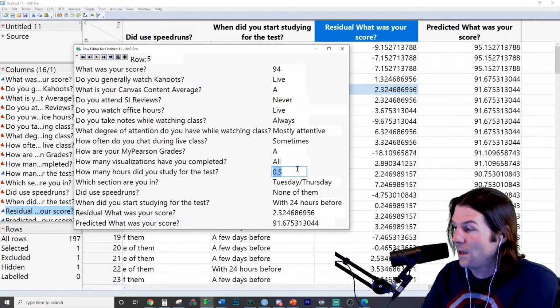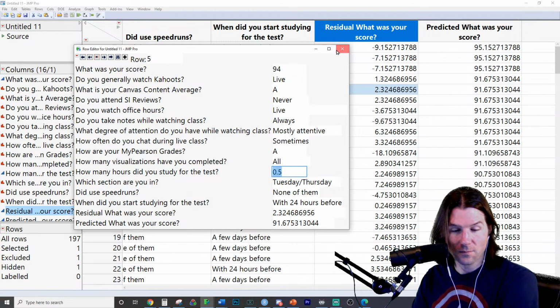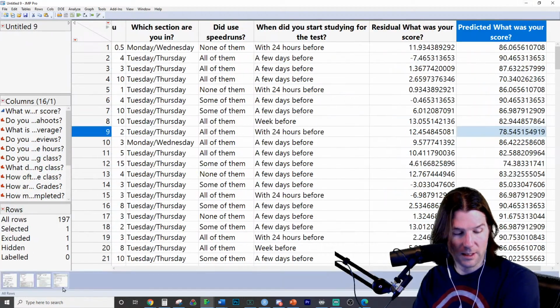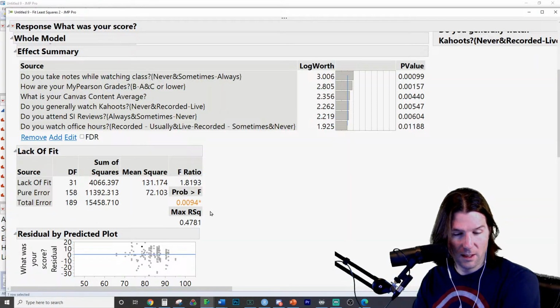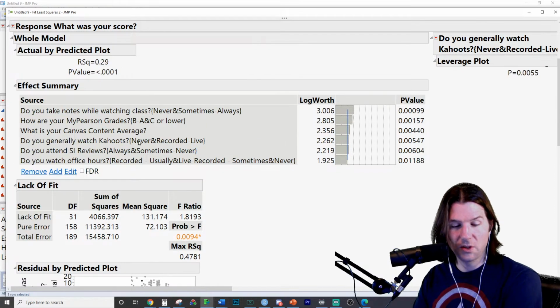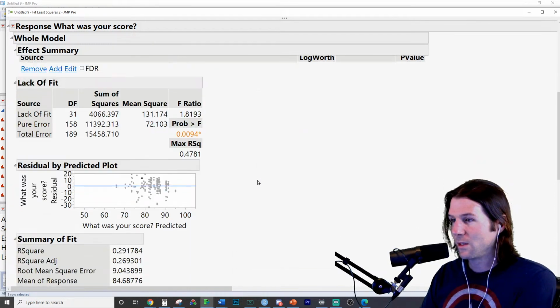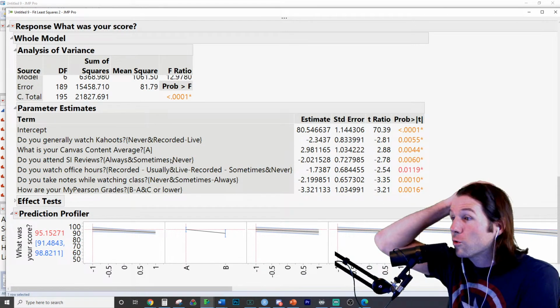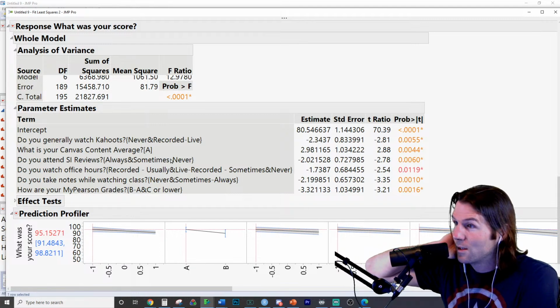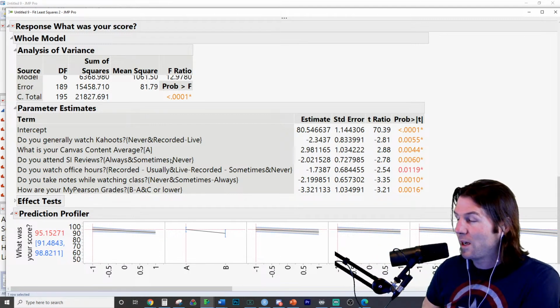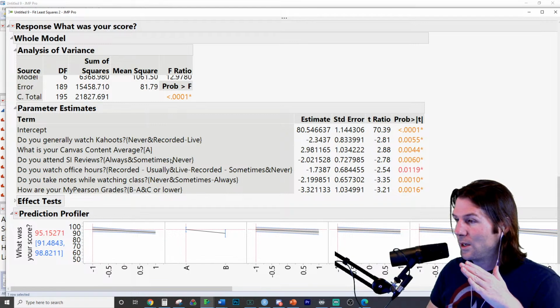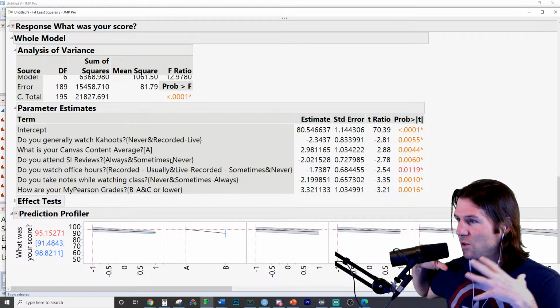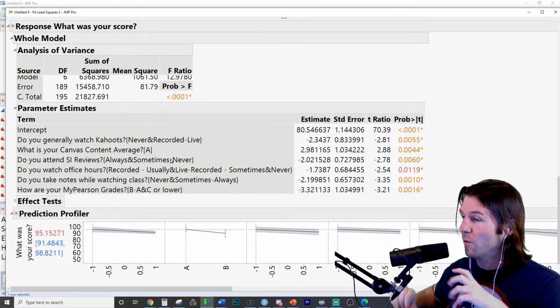You know what's interesting? In this model, I want to point something out. What do you notice is not included in this model, Kirsten? Do you see any variable for how much you studied for the test? Which is crazy to think about, it's not significant. We're finding out it's not what you do to prepare, it's not how much you study for the test. It's what you do before the test that matters.